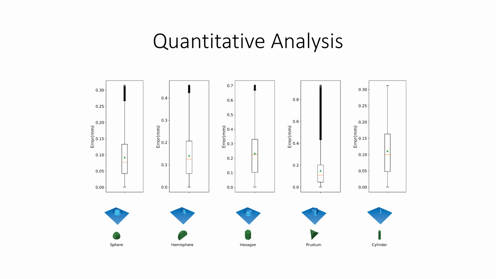Here we present the quantitative analysis of 3D depth reconstruction accuracy for 5 object shapes: sphere, hemisphere, hexagon, triangular frustum, and cylinder. Each box plot illustrates the point-to-point error after iterative closest point alignment, with the green triangle marking the mean error. On average, TacScope achieved a mean absolute error of 0.1468 mm and a standard deviation of 0.1057 mm, demonstrating sub-millimeter accuracy across all tested geometries.